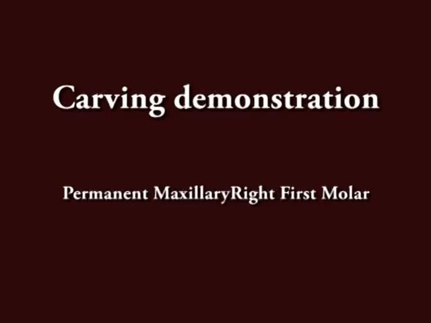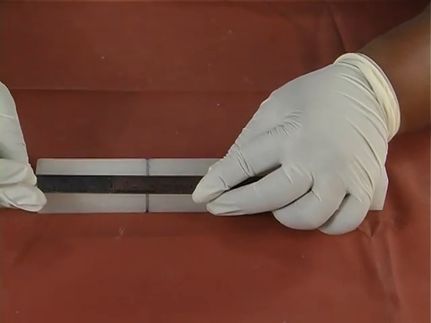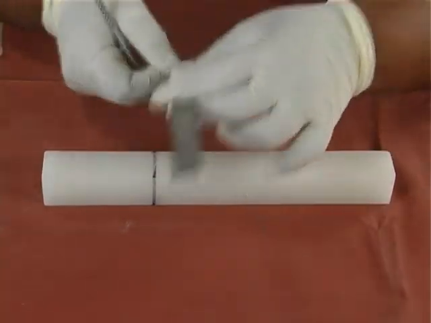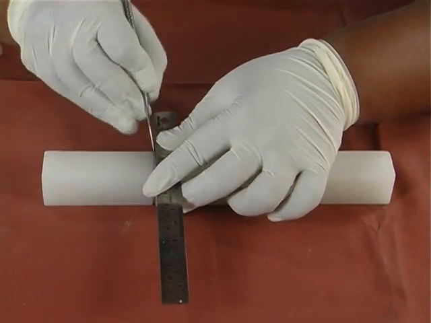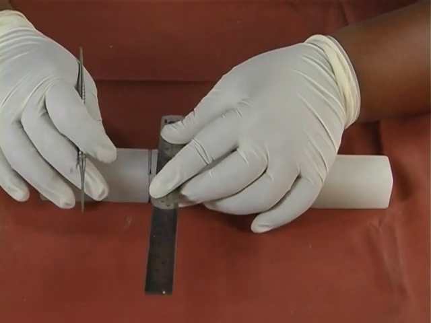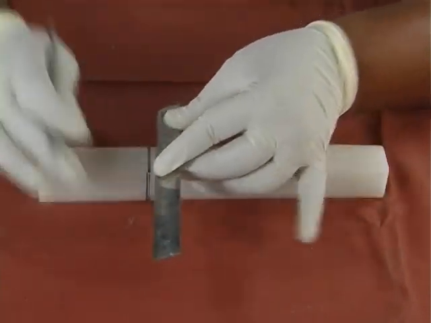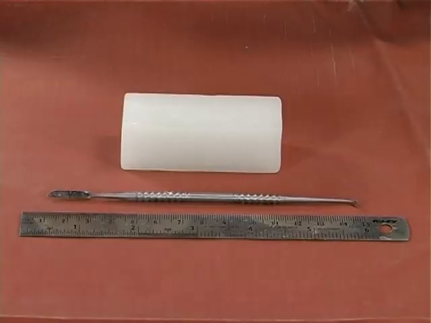Carving demonstration. Permanent maxillary right first molar. For carving the tooth at 3 times the natural size, a 9-inch wax block is used. Measure 9 cm from the end of the block using a metal scale and mark on the wax block with a carver. Then draw lines parallel to the edge of the block on all the 4 surfaces exactly at the same measurement. This 9 cm wax block is used for carving this tooth.